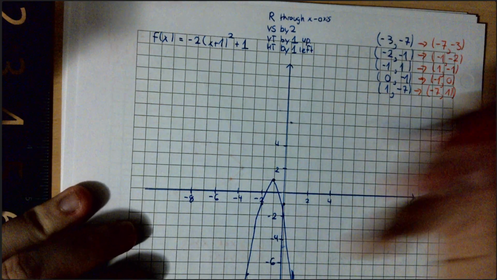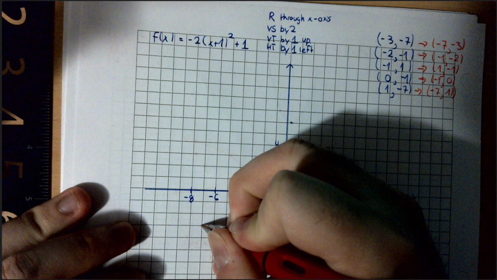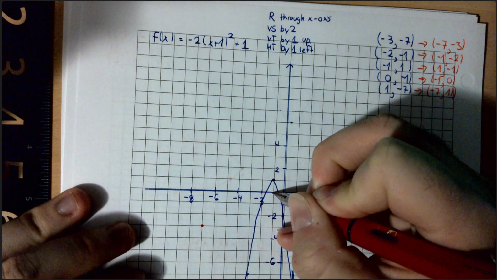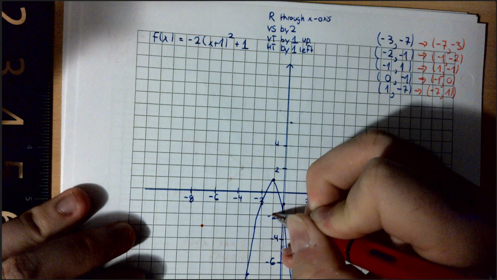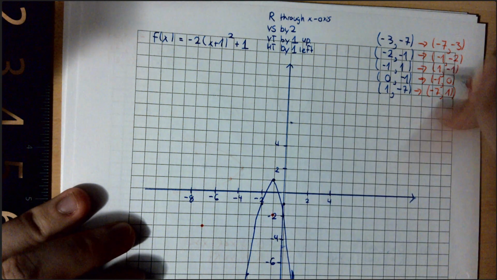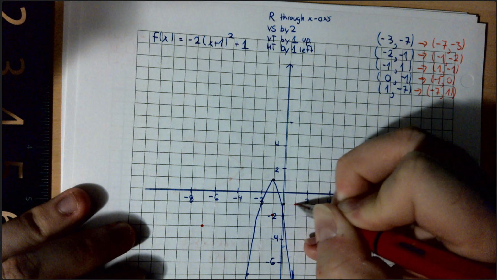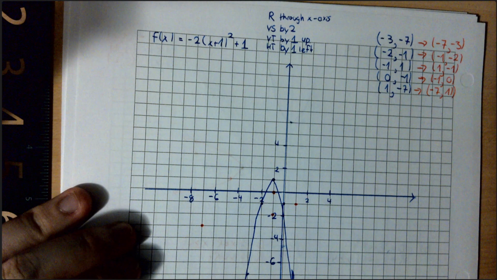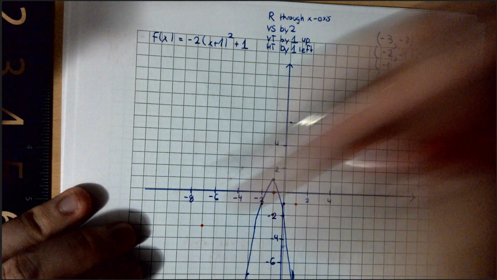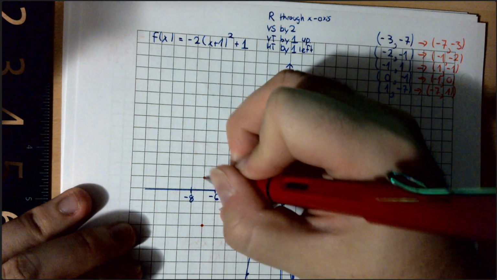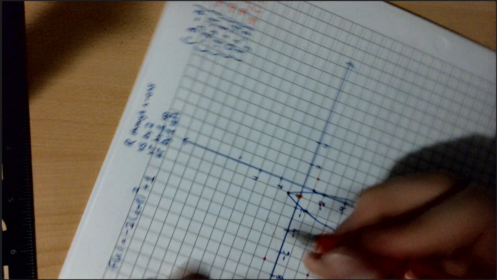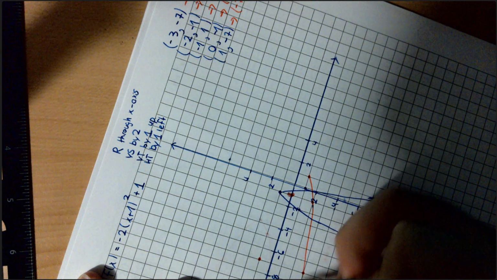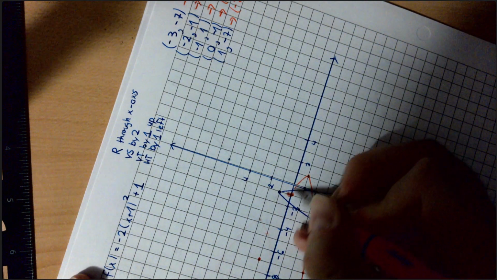So I've got minus 7 and minus 3. I've got minus 1 over here and minus 2. I've got 1 and minus 1. I've got minus 1 and 0. And then finally, I'm going to have minus 7 and 1. So let me just graph this one second. I will recenter or realign the page once I'm finished graphing.